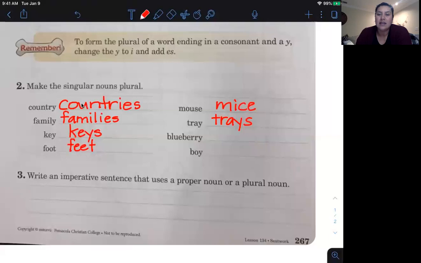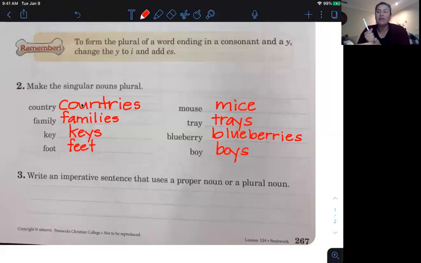All right, what about blueberry? Blueberry. Let's see. There's an R before the Y, so I'm going to change the Y to an I before adding ES. Everything else stays the same in the word. It's just that last part. Blueberries. Nice. What about boy? If there's only one, it's just a boy. But if there's more than one, it's boys. Nice. You don't have to change it. There you go.